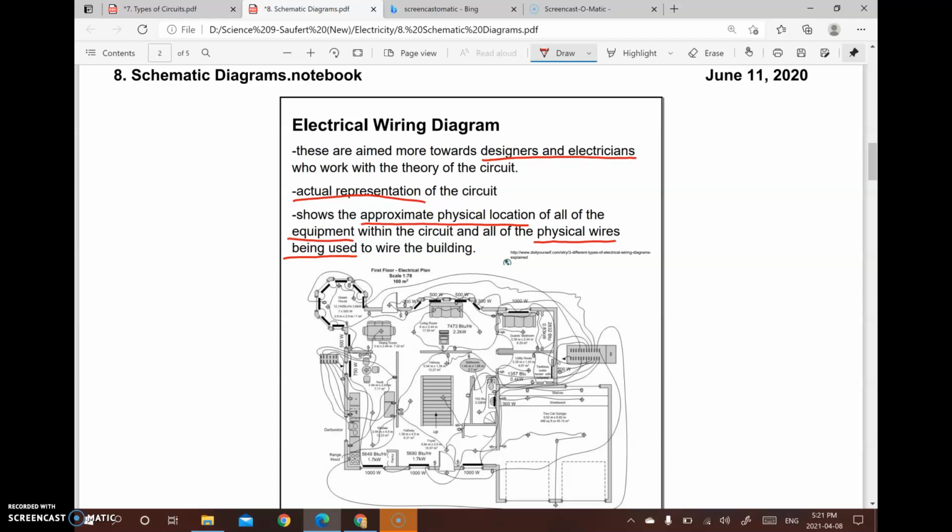So here we have an image of an electrical wiring diagram. We don't have to worry about drawing a diagram like that. We are going to draw very basic schematic diagrams.